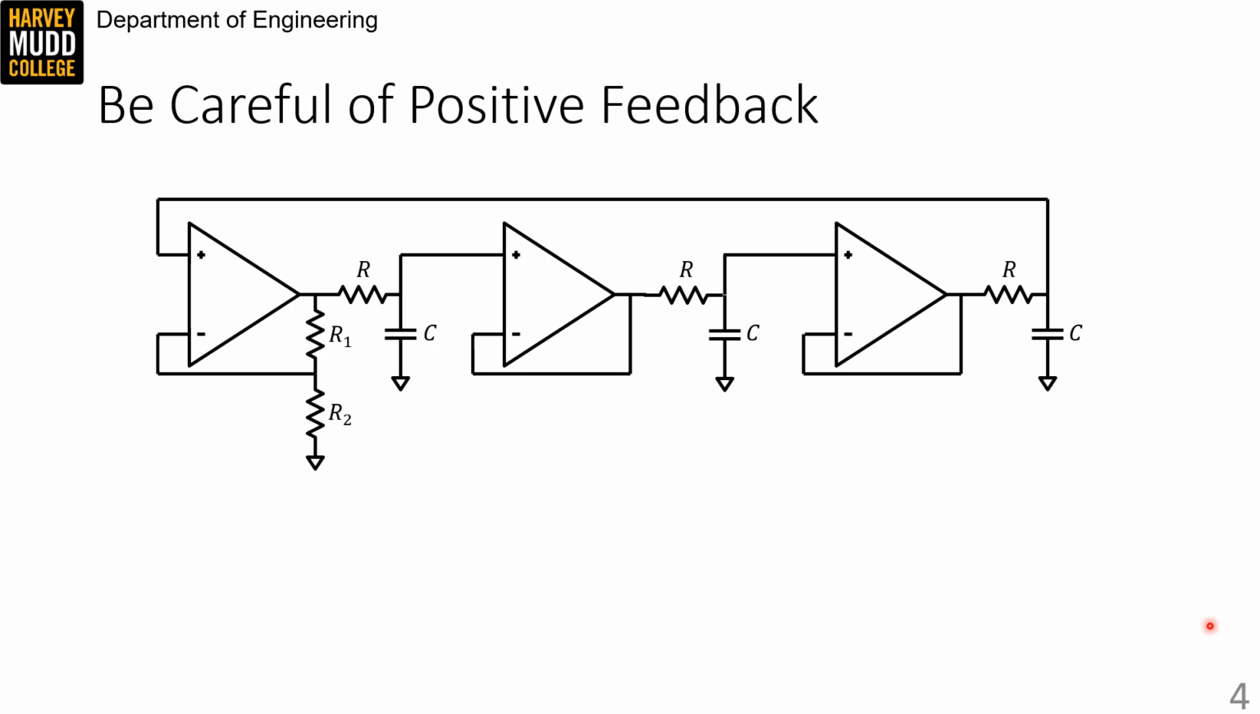Okay, so we're going to do this again with a new circuit. Pause the video and figure out whether it's possible for this circuit to oscillate. Note that the only thing that's changed relative to the last slide is that the first op-amp is a non-inverting amplifier instead of an inverting amplifier.